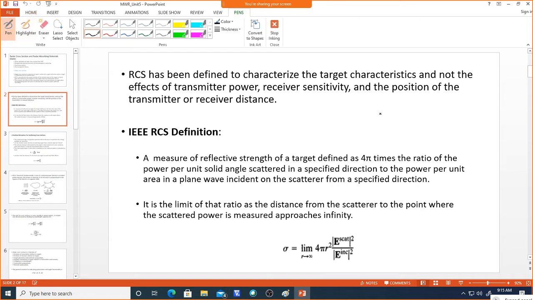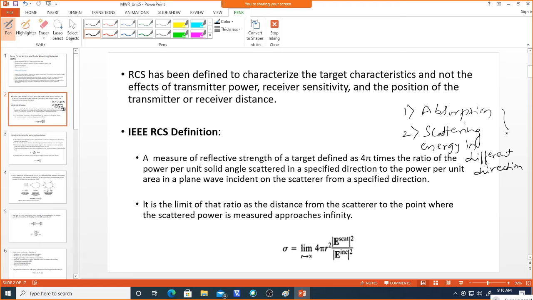The reduction of RCS is very important in any radar or communication system. The two methods employed are the absorption method and scattering the energy in a different direction. These are the two methods employed for reducing the RCS of a target.